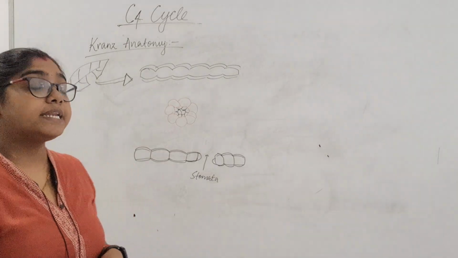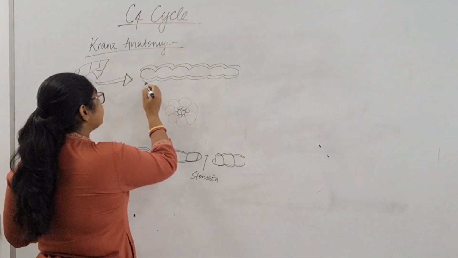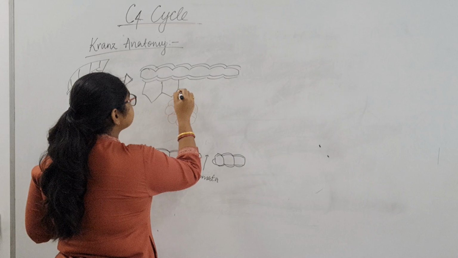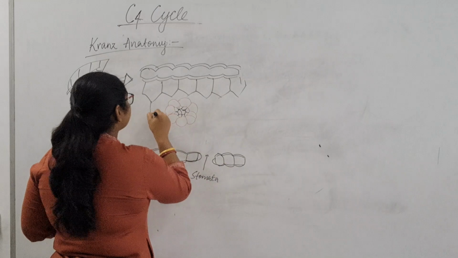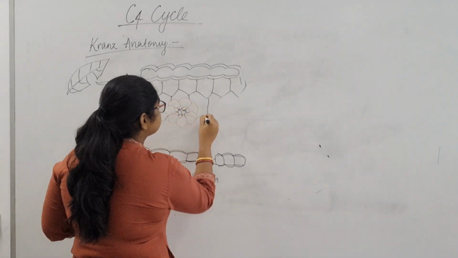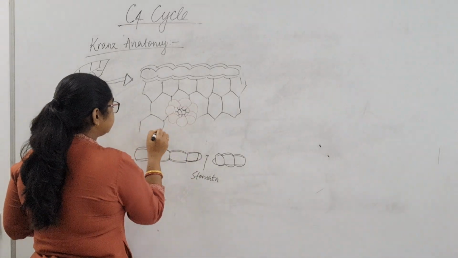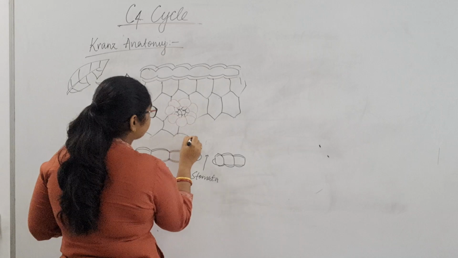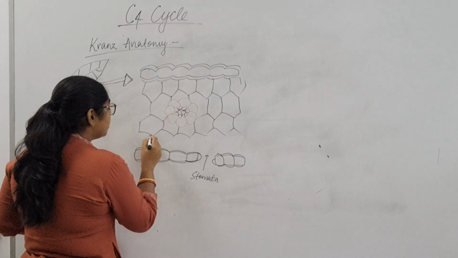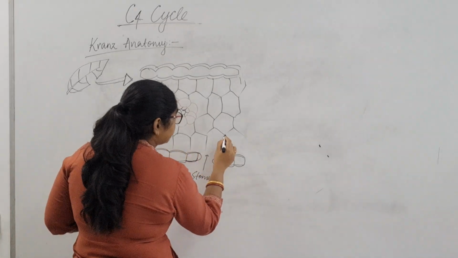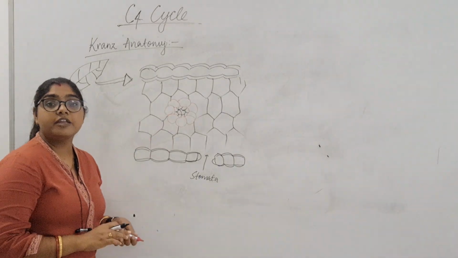Okay. Now the rest of the area is filled with spongy cells. Those are the mesophyll cells. Okay, it is filled with spongy cells, those are mesophyll cells. And in the C3 cycle, the chloroplasts of mesophyll cells are responsible. The C3 cycle takes place in the chloroplast of this mesophyll cell. But here in C4 plants, both the mesophyll cell and the bundle sheath cell are involved.